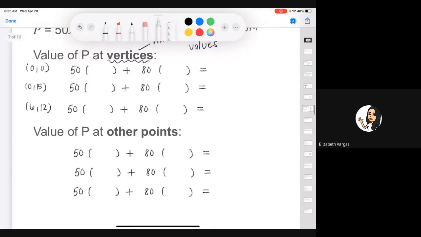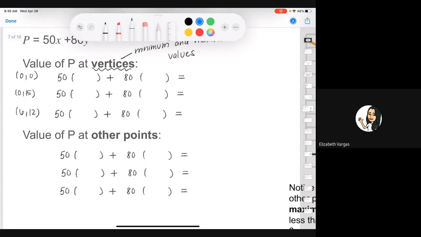Okay, so here we go. Here are our vertices. Now we're going to plug in our vertices values. Remember that these are x's and these are y's. So x, y, x, y, x, y. Plug that into your calculator and you can solve. This one's going to be equal to 0. This one's going to be equal to 1200. This one's going to be equal to 1260.